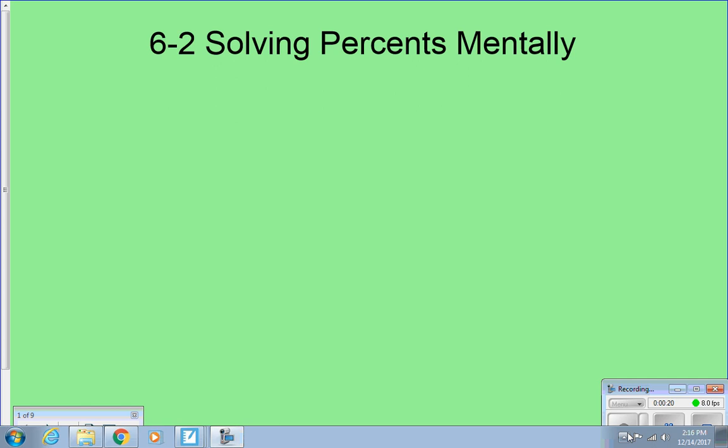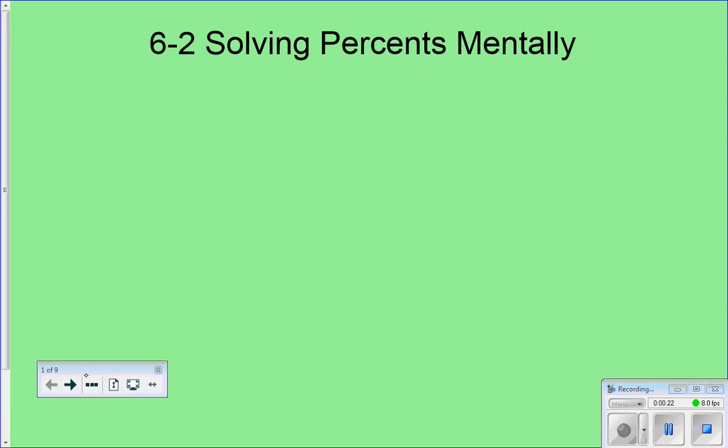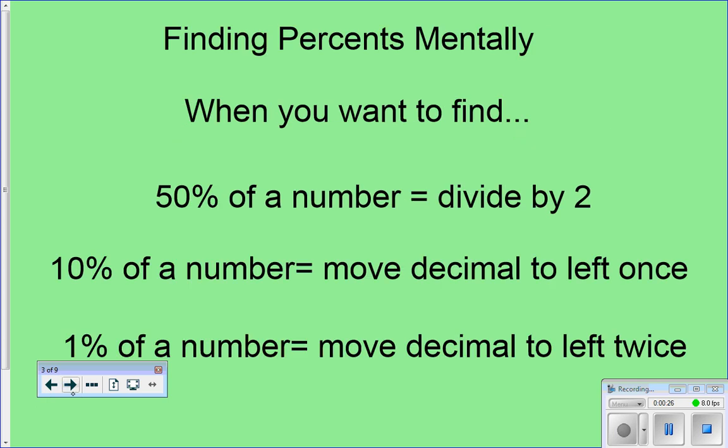So the first two, actually three things you have to know about solving percents mentally are these three things. How to find 50% of a number, how to find 10%, how to find 1% of a number. Six two. I'm coming back to 6-2.